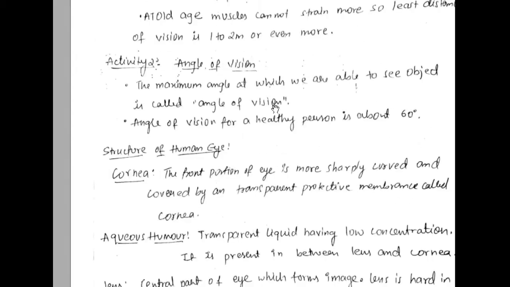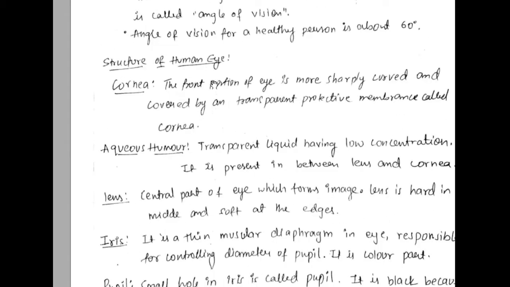Next we have learned the angle of vision. The angle of vision is the maximum angle at which we are able to see an object, and it should be less than or at 60 degrees. Next we have learned about the structure of the human eye. We have different parts. The first one is the cornea. This is the front portion of the eye, which is sharply curved and covered with a transparent membrane layer, known as the cornea.